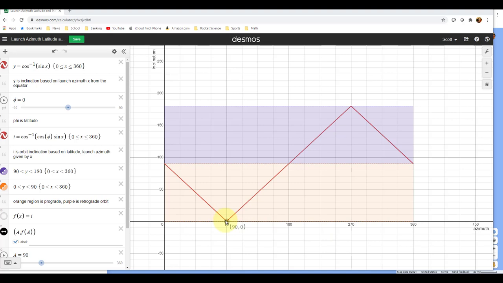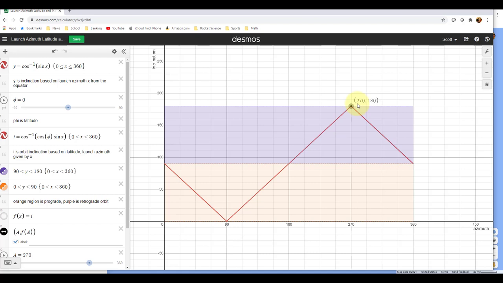So I can investigate, like if I launched directly south at 180 degrees, then the inclination is going to be 90 degrees. If the launch was directly west at the equator, the inclination is 180 degrees. A directly westward launch is 270 degrees. It results in an inclination of 180 degrees, a perfectly equatorial retrograde orbit.